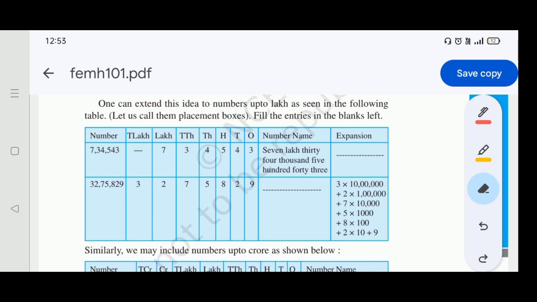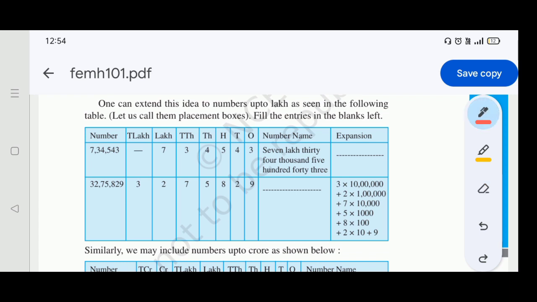So the first question is, the number is given as 7,34,543. There is no 10 lakh place, so it is left blank. In the lakhs place it is 7, in the 10,000s place it is 3, in the 1,000s place it is 4, in the hundreds place it is 5, in the tens place it is 4, and in the ones place it is 3. The number name is 7,34,543. Now we have to write its expansion.